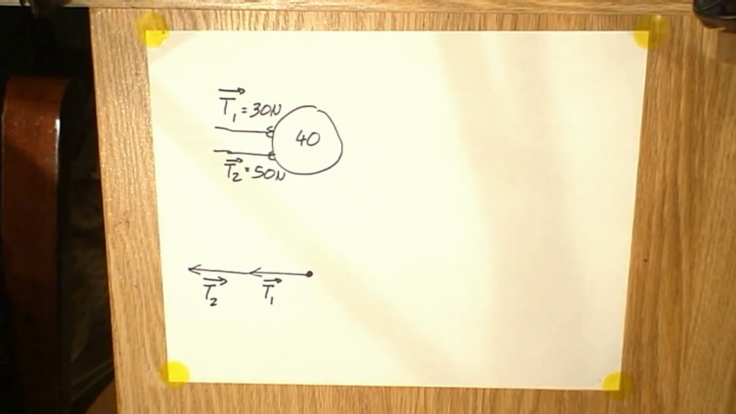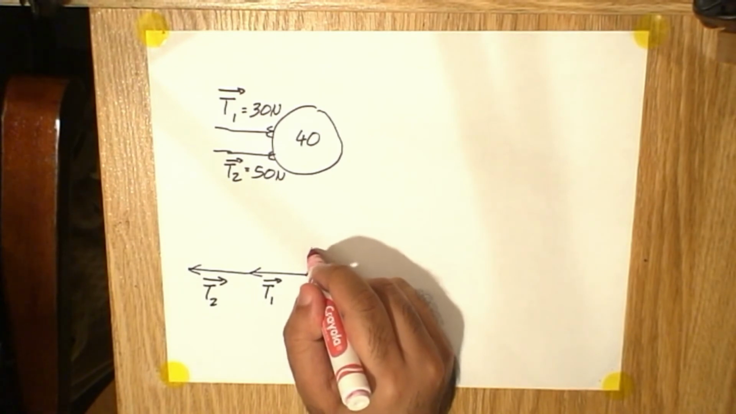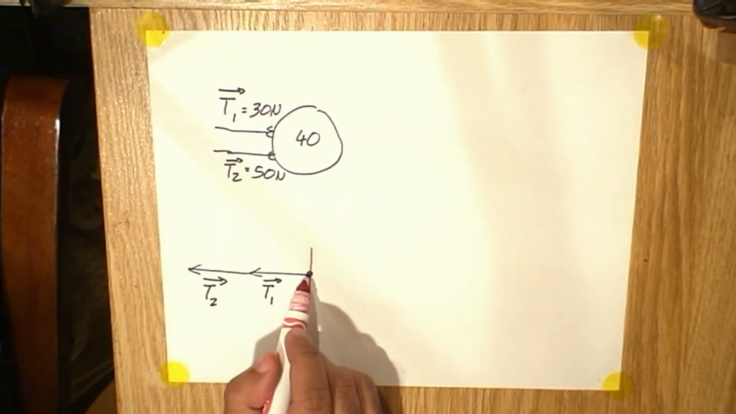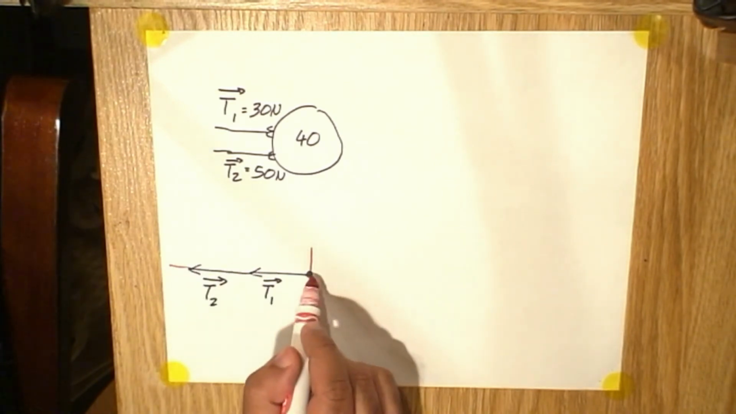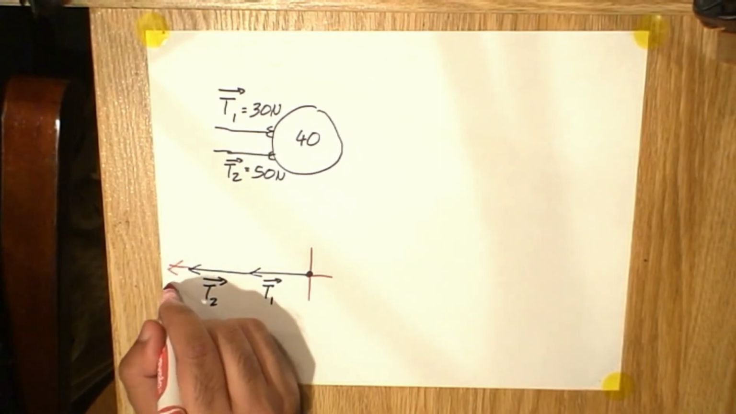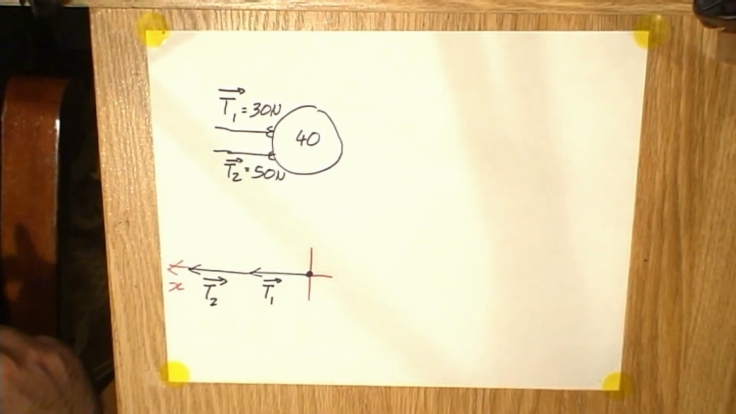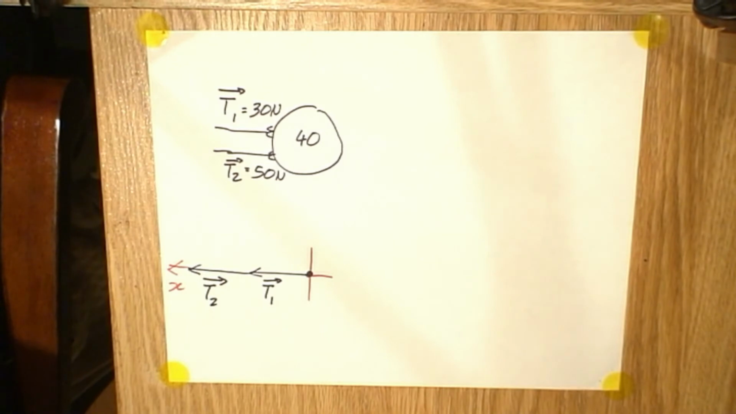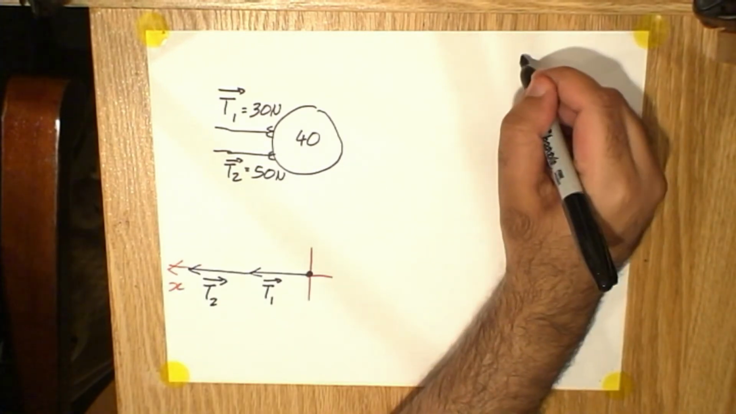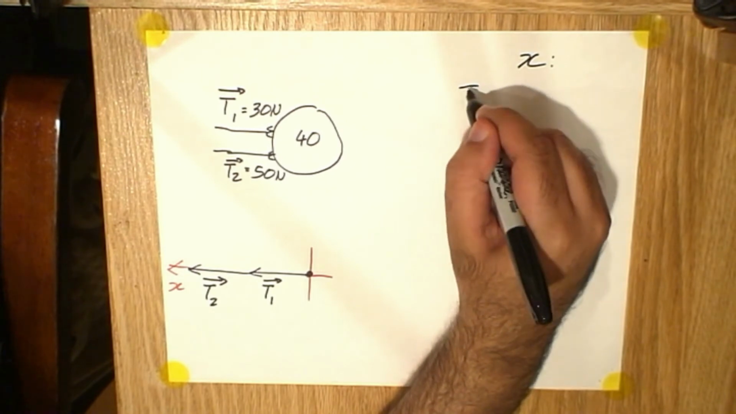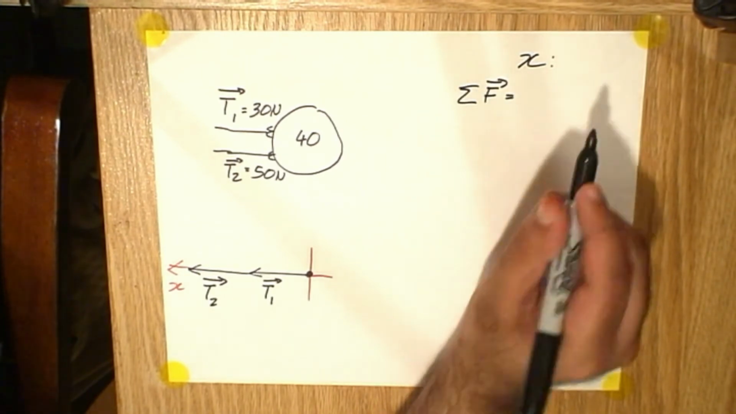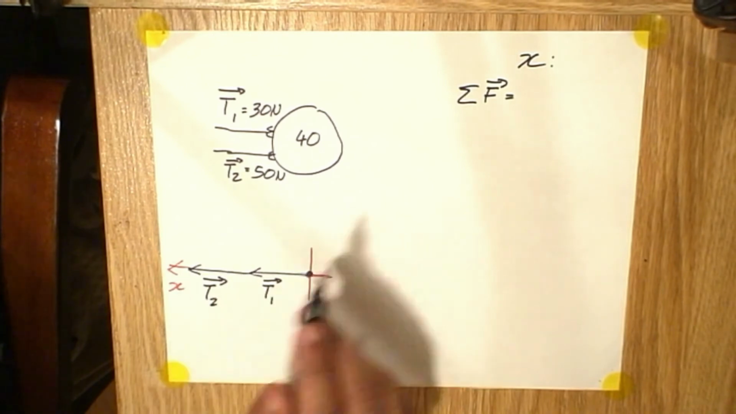The next step is to draw our axes. The simplest way to do it is to have the origin, as usual, set where the spot is on our free body diagram, and in this case, to set positive x as being leftwards. We are now ready to start analyzing the forces that are there in the x direction. In the x direction, the total force is T1 plus T2.